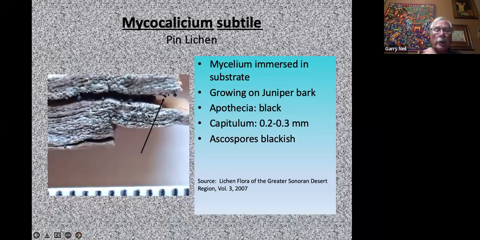Then again, here are the ones that are pin cushion lichens. This is what's growing on juniper. You can see how small they really are. Again, the black ball you see is just loaded with spores.